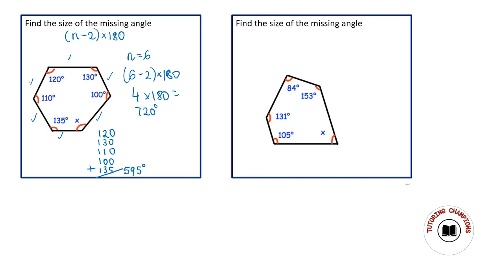Well, now finally to work out x, what do we do? We do 720 minus 595, and that will be equal to 125 degrees. So just to summarize, we were just looking at the last part where we calculate missing angles in irregular polygons. And to do that, you use the same formula because that applies to any polygon, n minus 2 times 180 degrees, which is the sum of all interior angles. And then you just add the angles which you know and take them away from the sum to work out the size of the missing angle x.